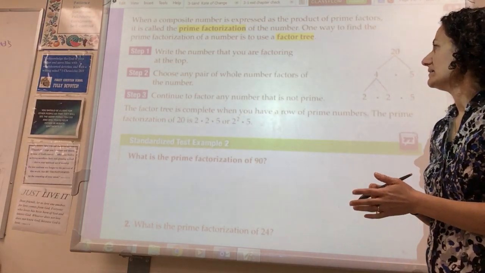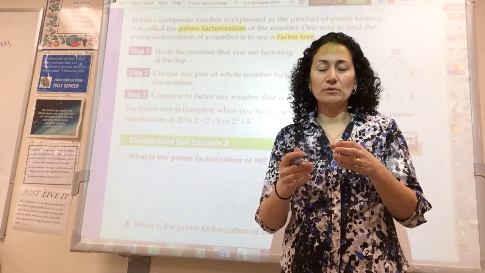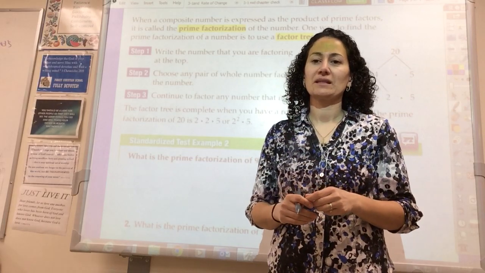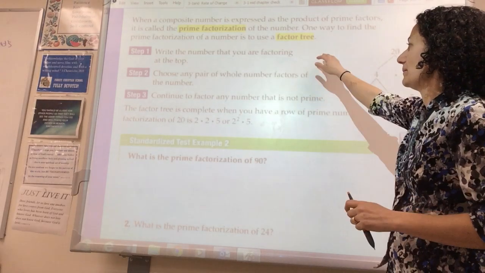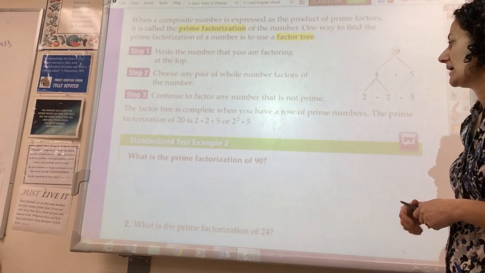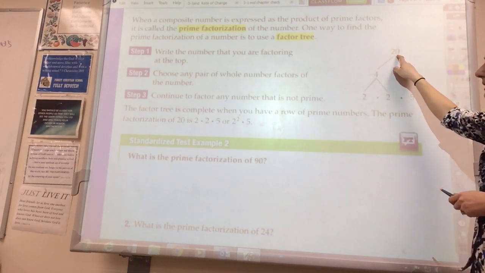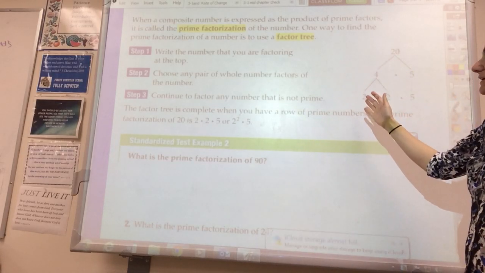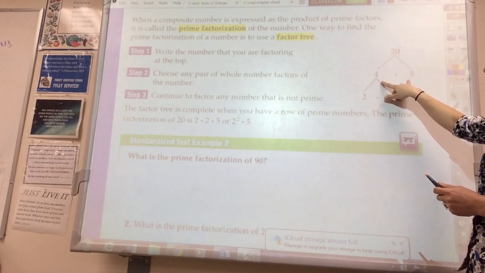So basically what we're going to try to do is pull out all the factors, all the numbers we would multiply together to get a composite number, that would give us all prime factors. Now, take a look at these steps here, and you can write these definitions down. You want to pause the video, and then I'm going to show you an example. So step 1, write the number you're factoring. Step 2, choose any pair of whole number factors of a number. In other words, try to find two numbers that equal that when you multiply them.